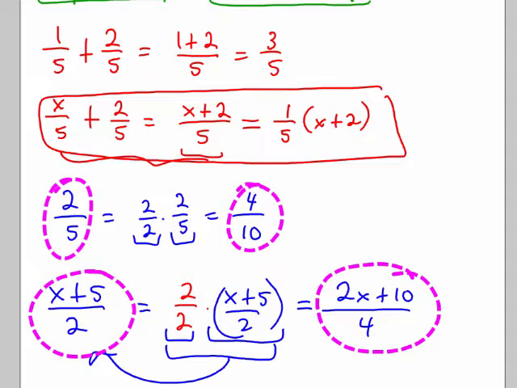If I pick a value of x and plug it into one expression, for example, if I picked x equals 0, I would have 0 plus 5 over 2. I'd have 5 over 2. And if I plug 0 into here, I'd have 2 times 0 is 0 plus 10, 10 over 4, which is also 5 over 2. So these two expressions are equivalent. They look different, but they're the same.